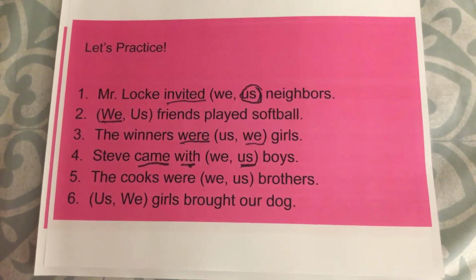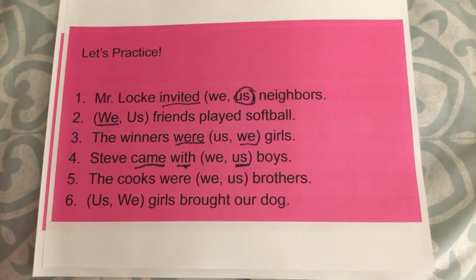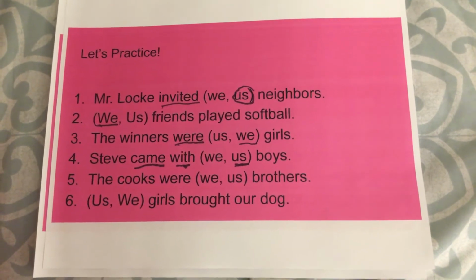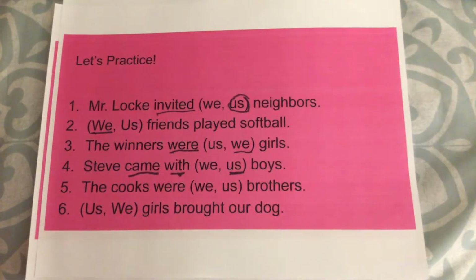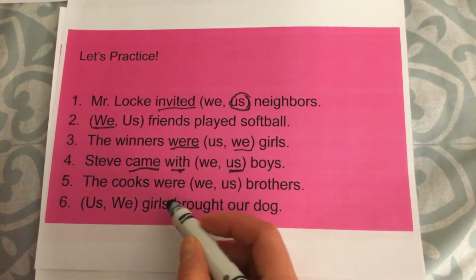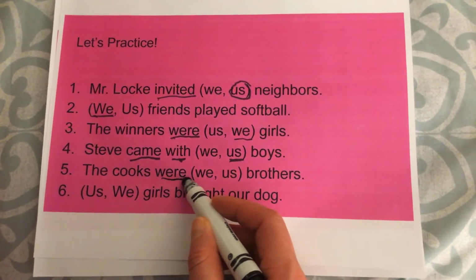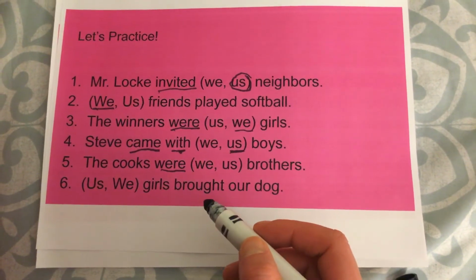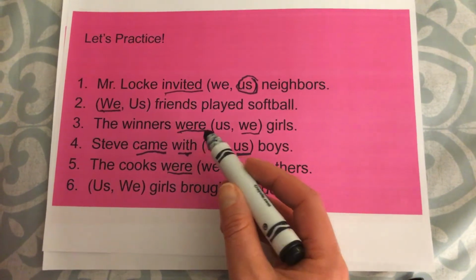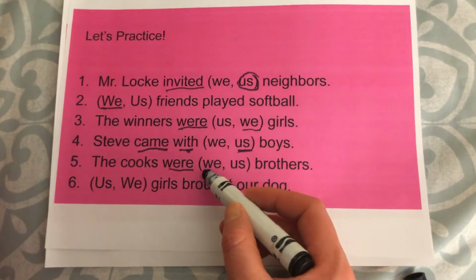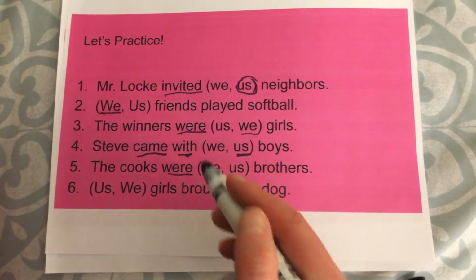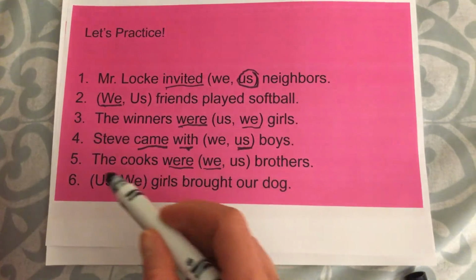Number 5, the Cooks were we brothers or the Cooks were us brothers? The Cooks were is the linking verb. So if I look here, were, I would have to choose we. You can read that backwards to check it. We were the Cooks.